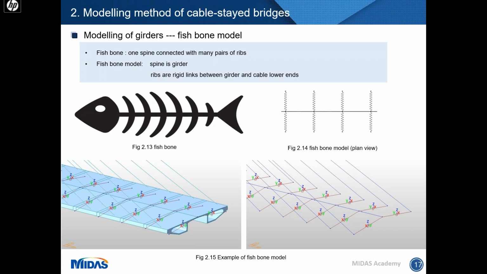Look at figure 2.13. In the middle, it's the spine. And along the spine, there are many pairs of ribs. So in the fishbone model, we create beam elements in the middle of the girder. So it's a spine. And the ribs are rigid links between cables and the girder. Figure 2.15 shows an example of the fishbone model. The left is the shaded view, the right is the nodes and the elements.